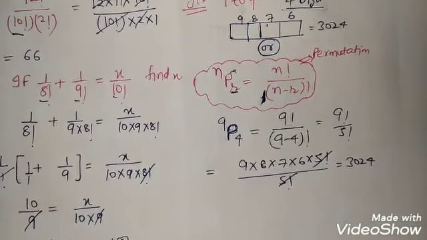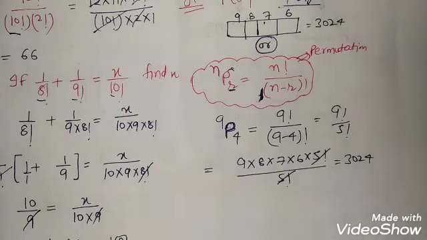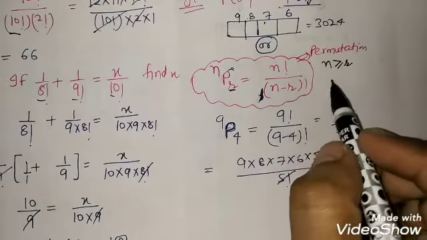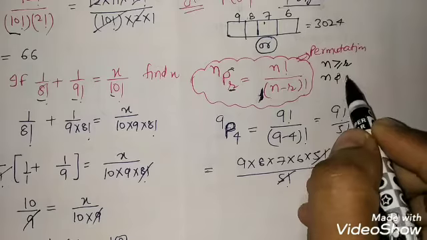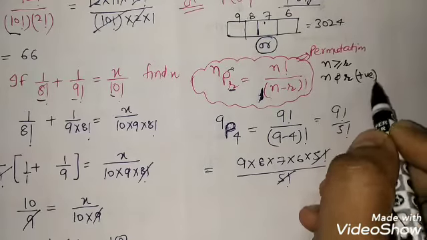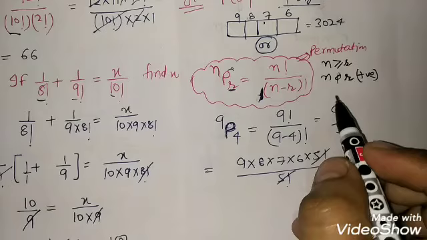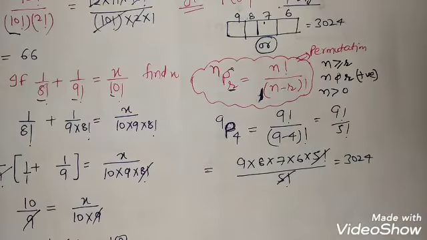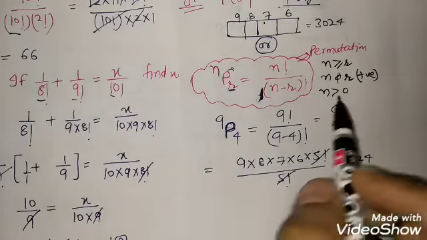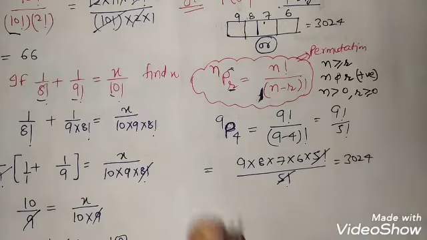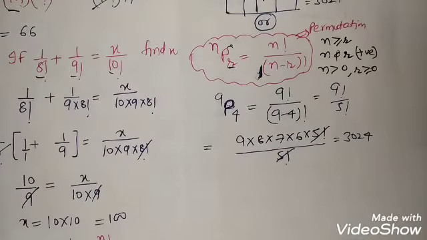Okay, nPr. For nPr, see two or three things. One thing is n is always greater than or equal to r. N and r should be positive numbers, and n should be greater than 0. 0P0 we cannot calculate. So n should be greater than 0, and r should be greater than or equal to 0. It's a very basic thing.